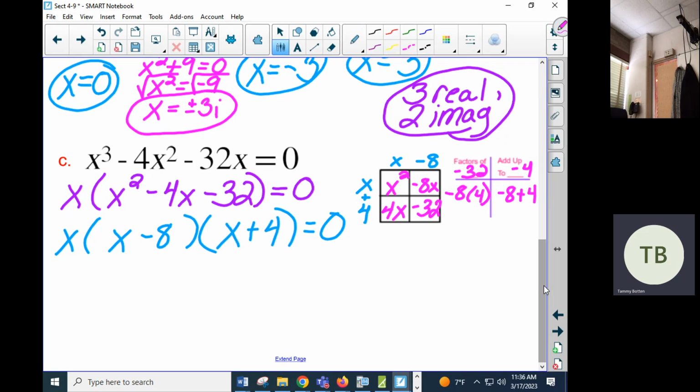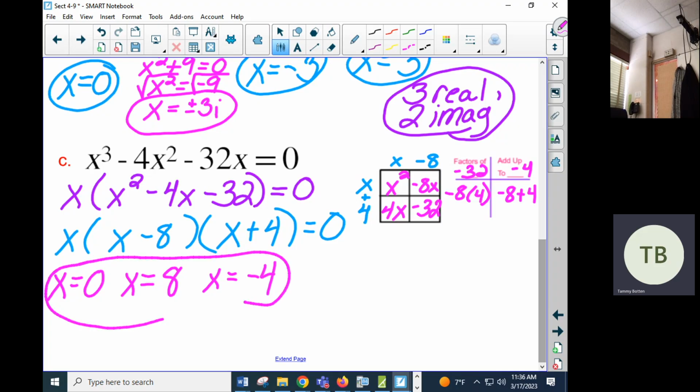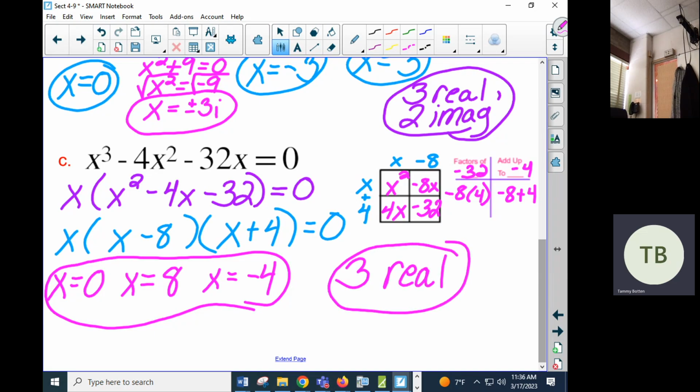If that x is out there by itself, what does x equal? 0. Then here x equals positive 8, and here x equals, yep. And then you have 3, what kind of roots? Real. Very good. All right, so we'll stop there today.